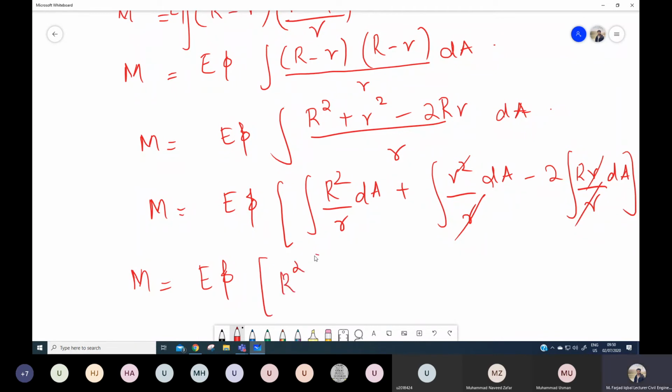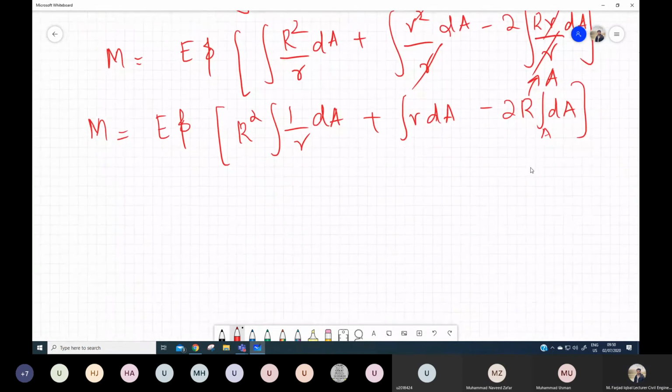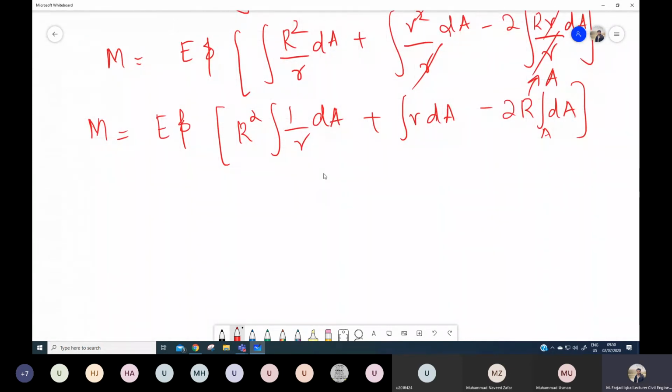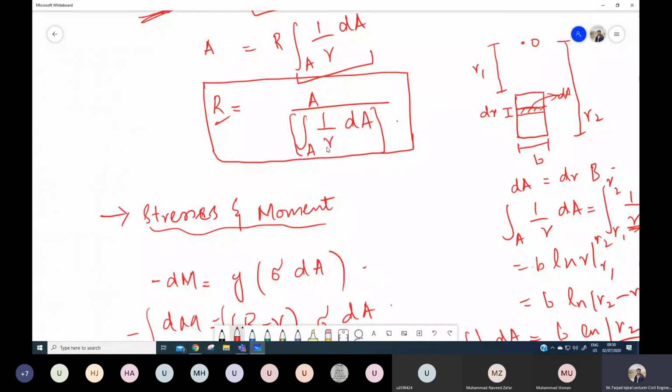This R square is constant, so we will have 1 over R dA plus integral R dA minus 2 into capital R integral dA. So this integral over here is what? Area, right? And for this integral, we already have one equation, which is this equation over here. So can I say that this integral, 1 over r dA, is equal to capital A over r.